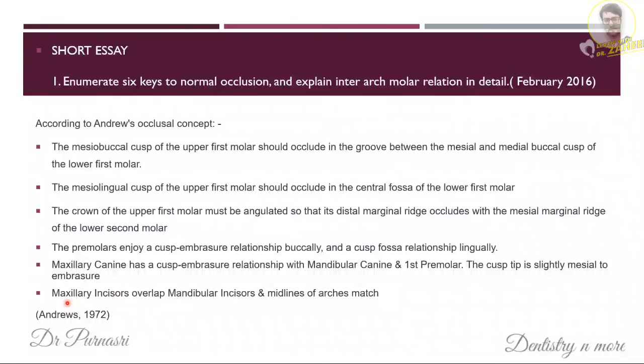Then the maxillary incisors must overlap mandibular incisors and the midlines of the arches should match. So the Andrews class 1 occlusion, there are these points. The first three are about the molar, buccally, lingually, and the marginal ridge, how it should be. Then we talk about the premolar, buccally and lingually, then about the canine, and then the incisors.